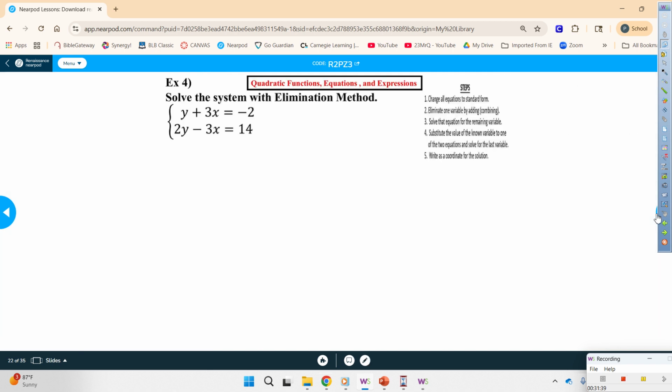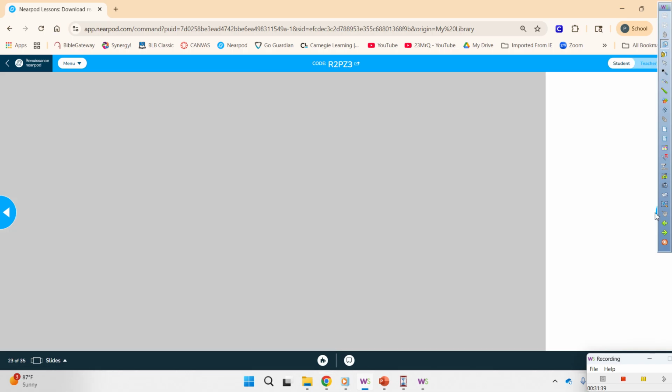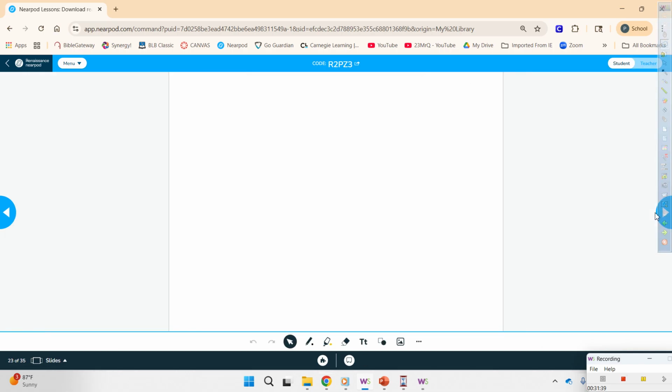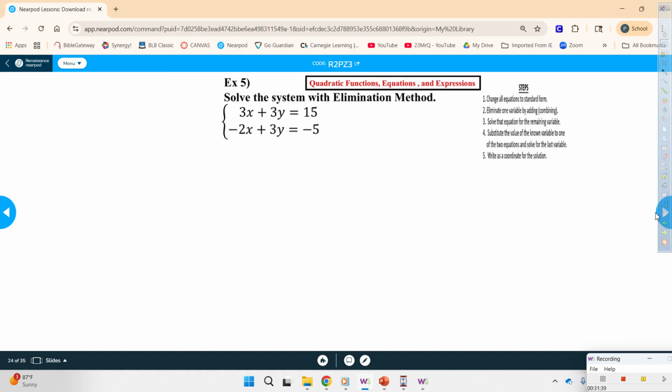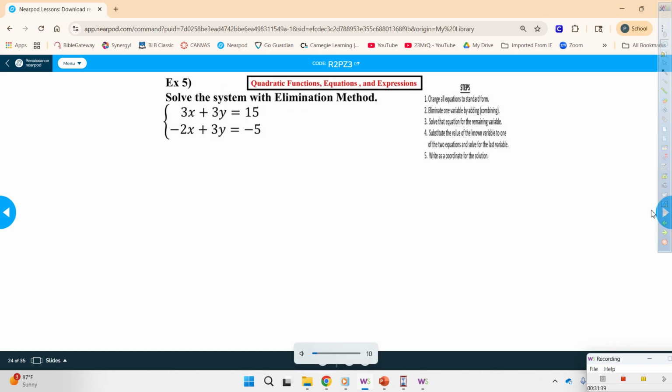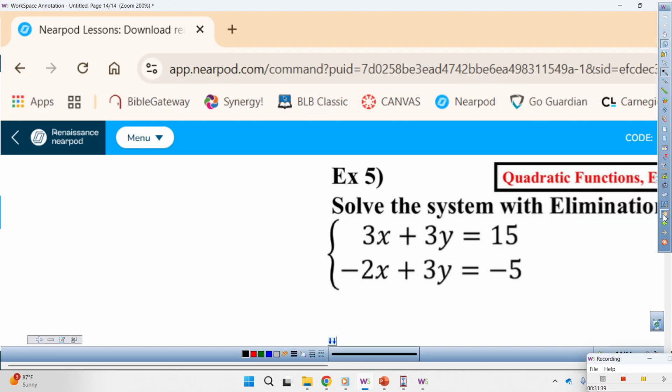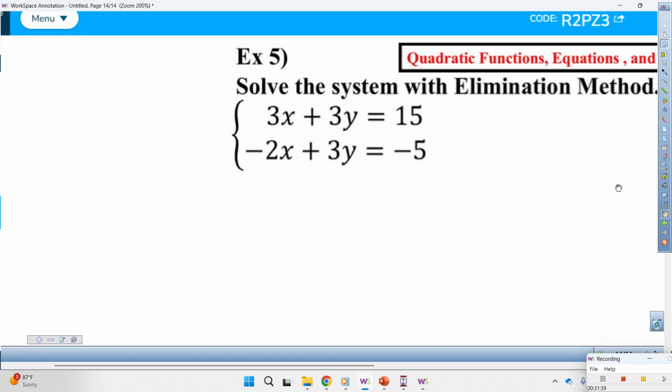Let's go with, that one's too easy, but it's already in standard form. Let's go with, let's see. Go with this one, copy this one. 3x plus 3y equals 15. And negative 2x plus 3y equals negative 5. Are they in standard form, everyone?